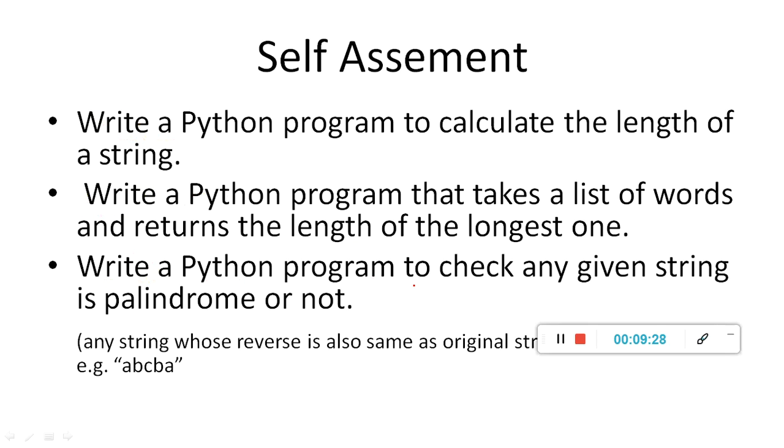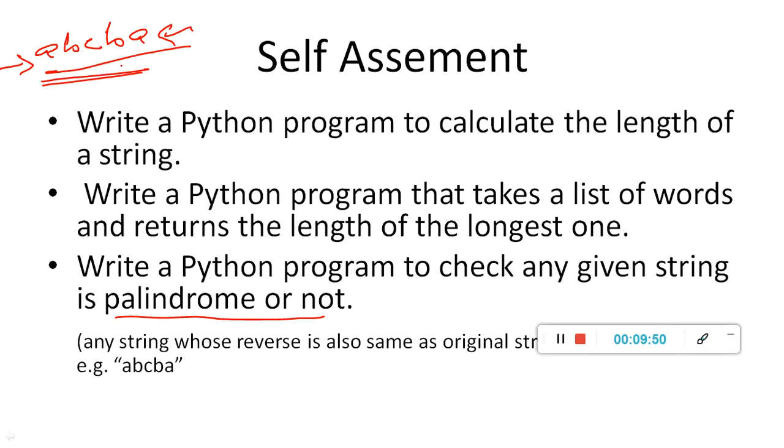The next one: write a Python program to check whether a string is a palindrome or not. So what is a palindrome? Any string which reads the same starting from the beginning and from the end. For example, A, B, C, B, A. If you read from the backward, you will get the same string. If you read from this side, you will also get the same string. So this is a palindrome. You need to check whether any inputted string is a palindrome or not.